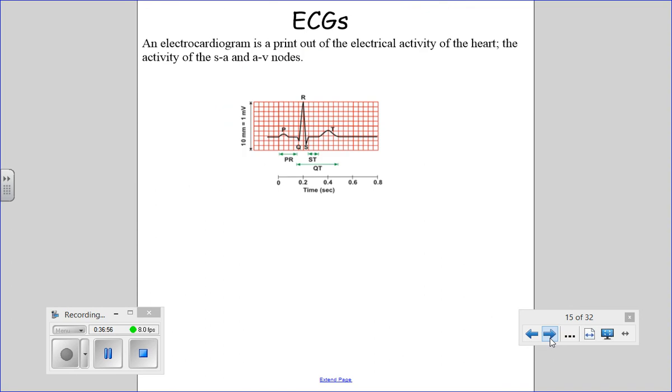So we are going to talk about ECGs, and this is the last thing that we're going to do today. An ECG is an electrocardiogram. So the E stands for electro, the C stands for cardio, the G stands for gram. Have any of you had an ECG done on you before? It's fairly cool to watch your own heartbeat.